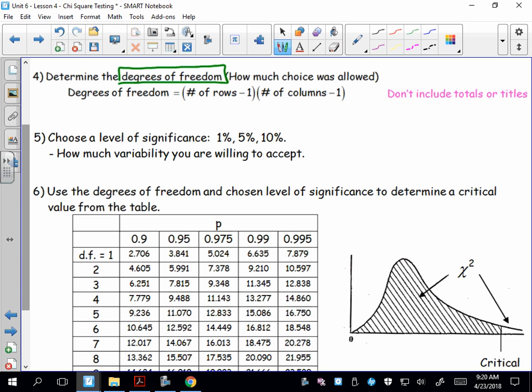And we can do that by taking the number of rows minus 1 and the number of columns minus 1. Don't include any totals or titles. Those aren't data choices. Those are just things we use to help us solve the test.